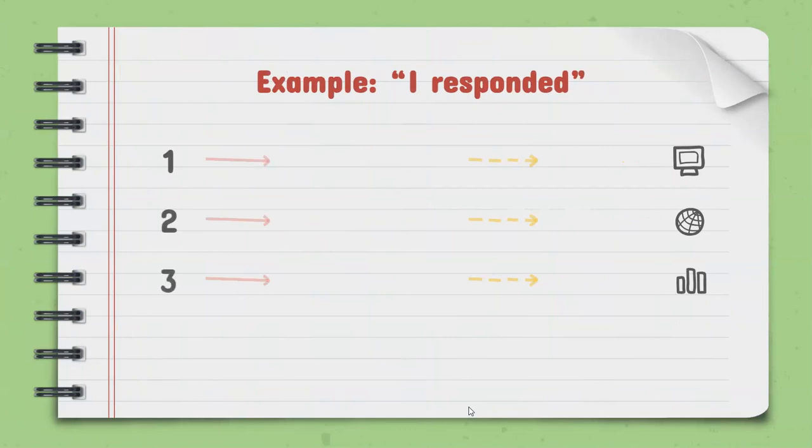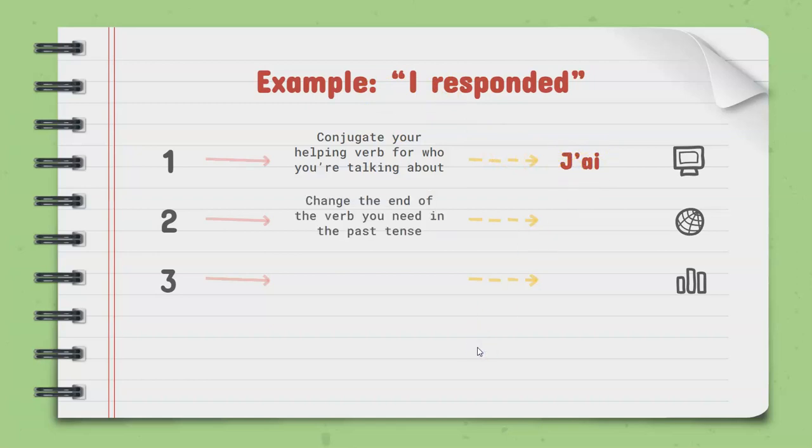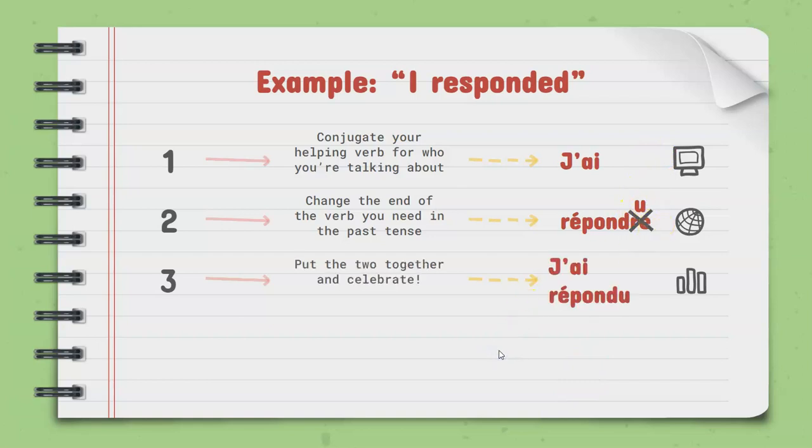Let's look at one that's not an er verb. Same steps for I responded. We'll start with our helping verb, avoir, conjugated for I, or in French, je. So we have j'ai. We change the ending of the verb we need. So répondre ends with re, which means we're going to cross that out and change it to a u. And then we put the two together. J'ai répondu. Ou au négatif, je n'ai pas répondu.